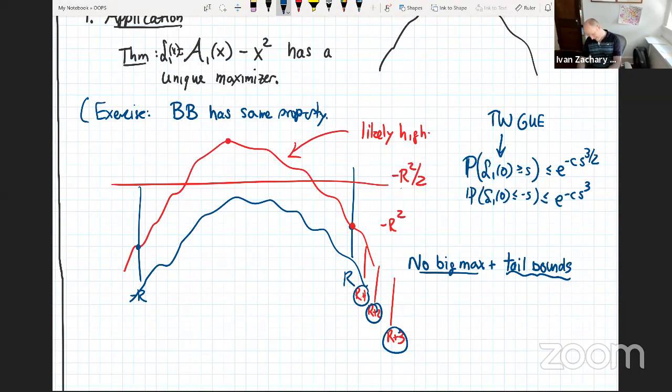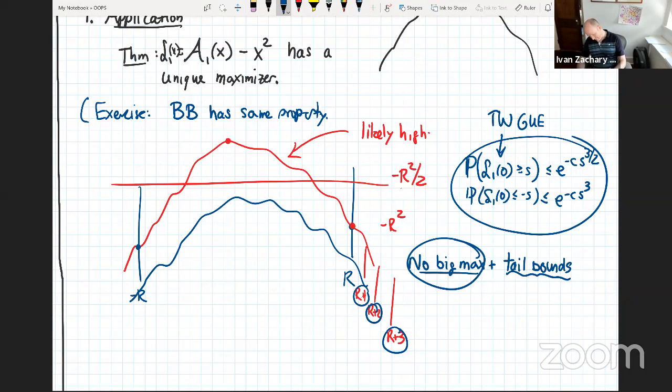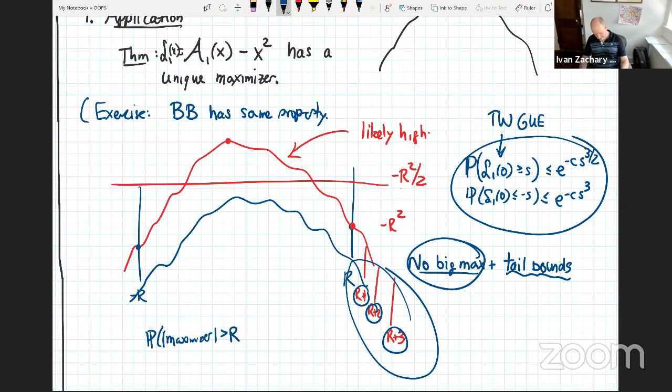And so combining this with the no big max allows you to rule out a contribution from these tail regions. It actually also allows you to prove a localization result, which says that the probability that the maximizer occurs bigger than r, outside of this window, is less than e to the minus constant r cubed. Okay, so the exercise is to fill in the details.